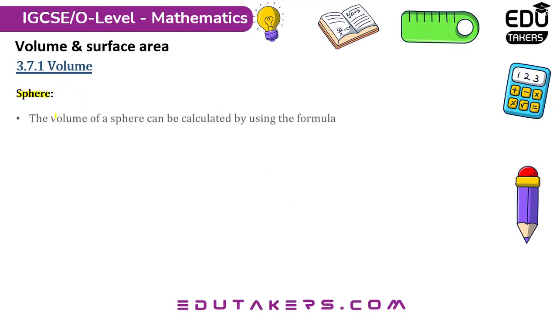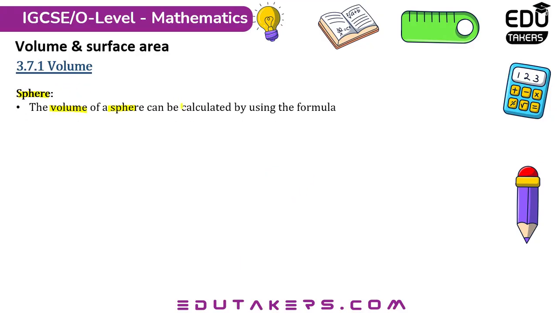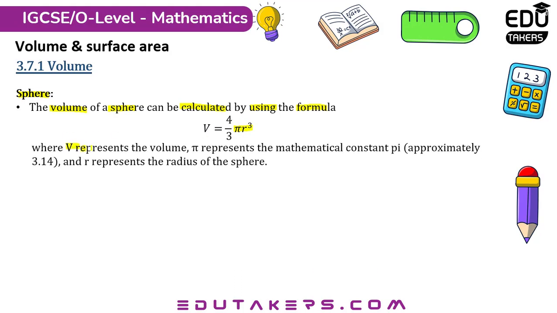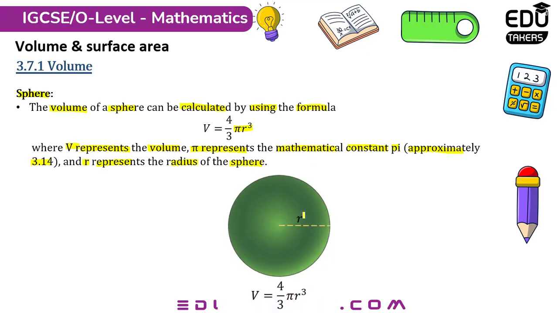Sphere. The volume of a sphere can be calculated by using the formula V equals 4/3 pi r cubed, where V represents the volume, pi represents the mathematical constant pi, approximately 3.14, and r represents the radius of this sphere, as given.